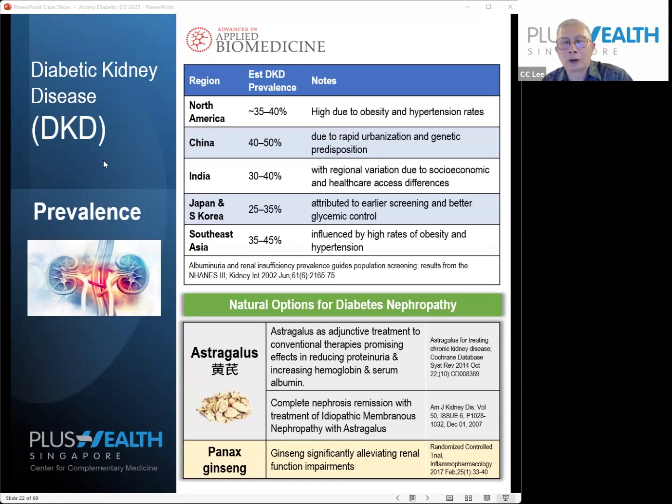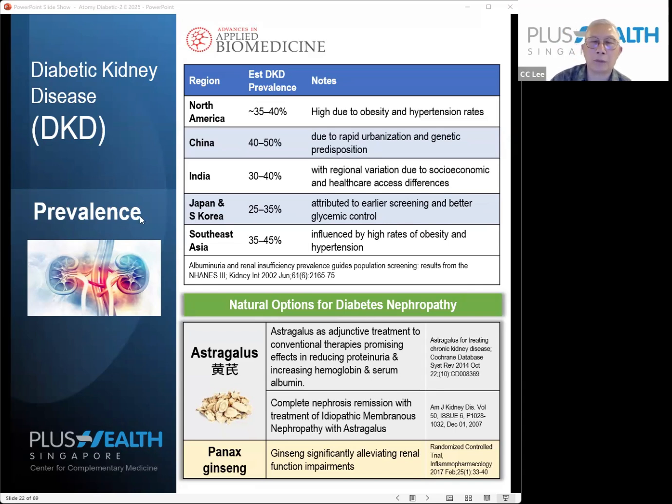In China, actually, clocked the highest DKD prevalence rate in the world. Among all the regions, China has up to a 50% prevalence rate. That means 50% of diabetic patients will suffer from diabetic kidney disease itself. It's a very high prevalence rate. This is due to the rapid urbanization and genetic predisposition of the Chinese population itself, right?